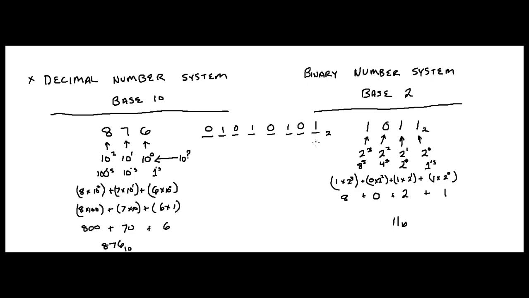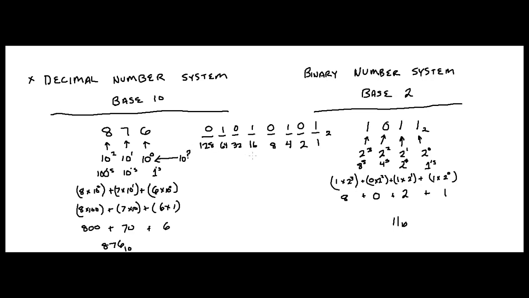So this digit right here is the 1's place. I'll just draw a 1 here. This is your 2's. This digit's your 4's. This digit's your 8. This digit here is your 16s. This digit here is your 32. This digit here is your 64. This digit here is your 128.